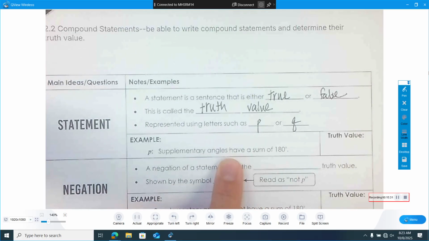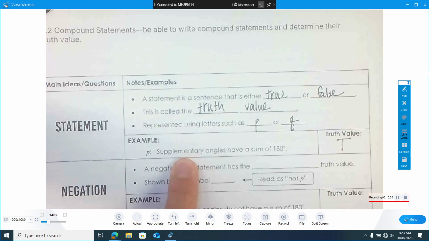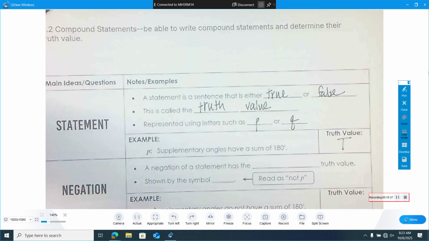Is this true or false? True. That's absolutely true. We know the definition of supplementary. We know that it equals 180 degrees. So that's a true statement. So in computer land, that would give it a 1. True. Okay. Here we're just going to use T.